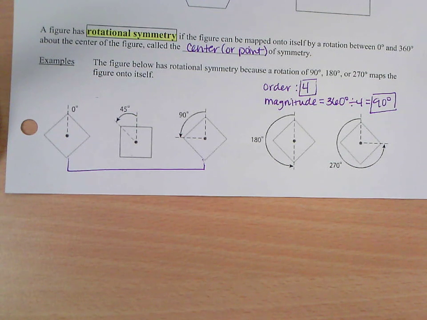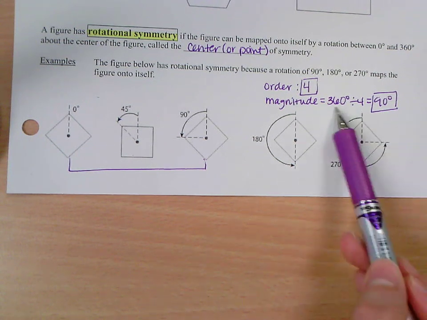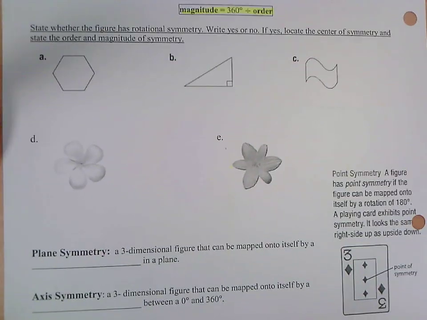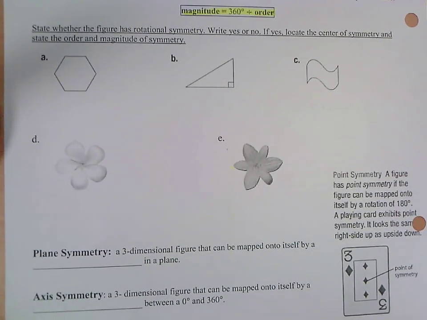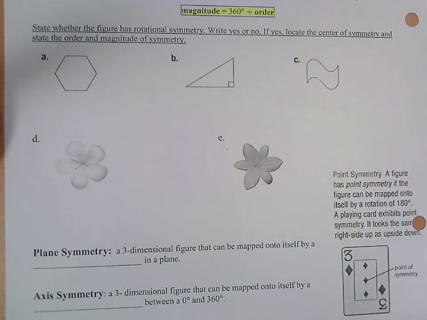So the order is the number of rotations from 0 to 360 that can map it onto itself. The magnitude is the smallest angle. But again, you can take 360 and divide it by the order. So in these next examples, it says state whether the figure has rotational symmetry, yes or no. If yes, locate the center of symmetry and state the order and magnitude. You would say no if the only rotation that maps it onto itself is 360. If that's the only rotation that's going to do it, then we say it does not have it, because that's true for any figure.